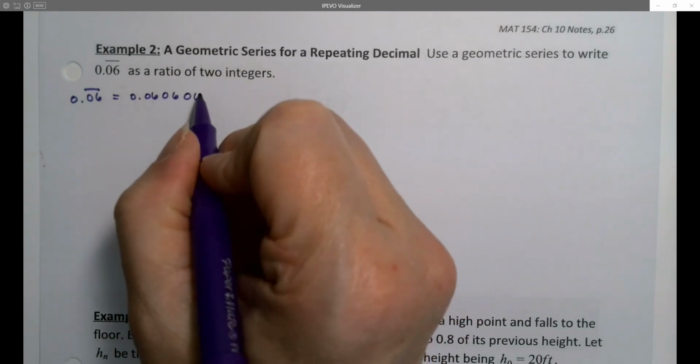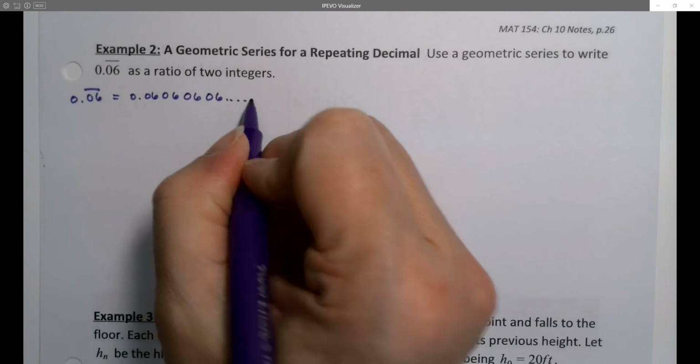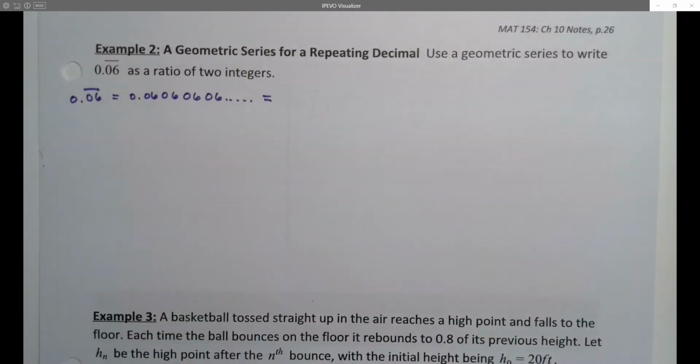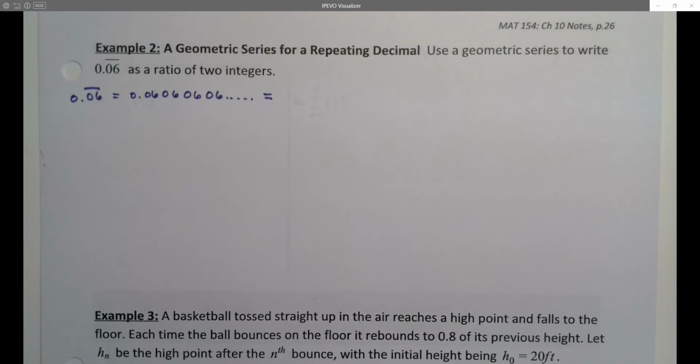0.06060606. I'm just going to stop there. That's enough. But you get the idea. All right. So now let's break that down just a little bit.